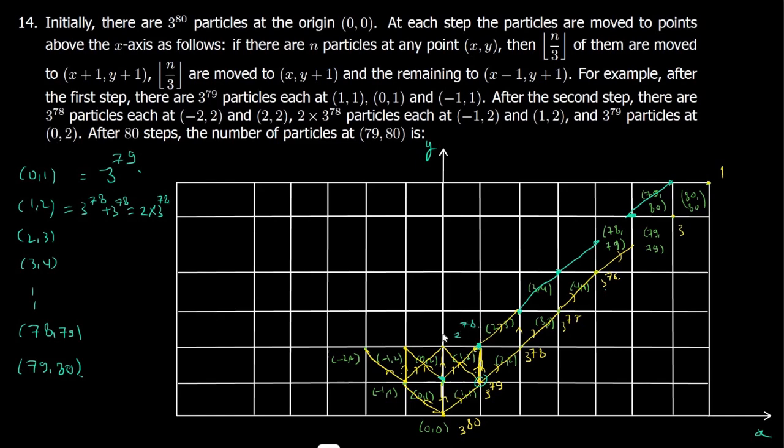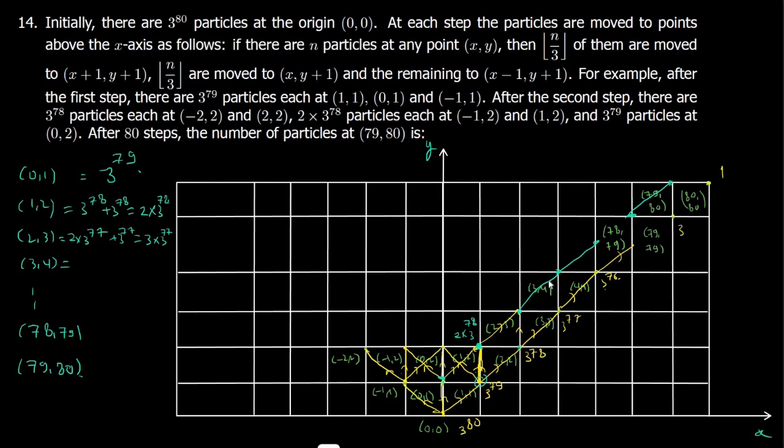Alright, this is clear. 2 into 3 power 78. So if I go to the next block, which is 2, 3, 1/3 of this and 1/3 of this will come. 1/3 of 2 into 3 power 78 is 2 into 3 power 77 and 1/3 of 3 power 78 is 1 more 3 power 77. So in total, it will become 3 into 3 power 77. Now, if you wish, you can combine both of them and write it as 3 power 78, but I am going to keep it as it is because then it will be easier to observe the pattern.